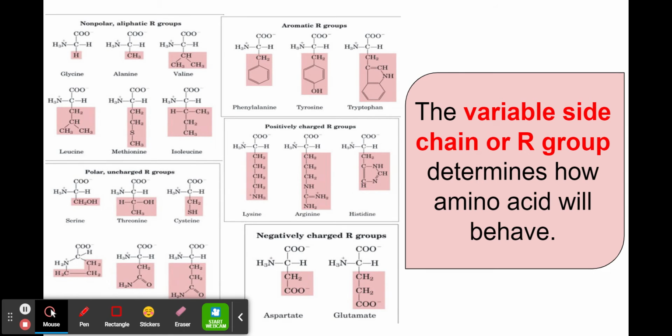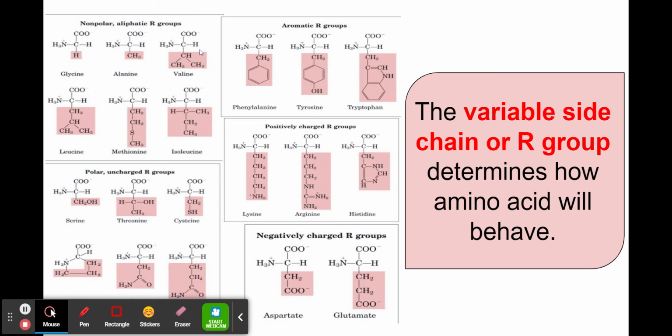And this gives us our alphabet, our base for creating our different proteins, because we have these 20 different building blocks, these 20 different monomers that exist in the protein language. And these variable or side chain groups, R groups, are going to determine how an amino acid behaves.